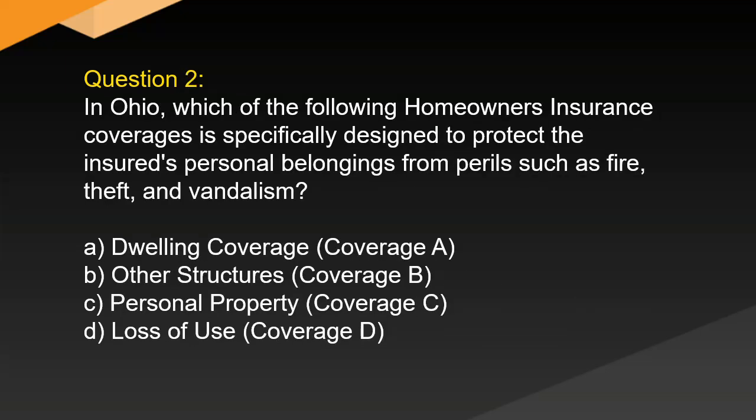Question 2. In Ohio, which of the following homeowners insurance coverages is specifically designed to protect the insured's personal belongings from perils such as fire, theft, and vandalism? A. Dwelling coverage, Coverage A. B. Other structures, Coverage B. C. Personal property, Coverage C. D. Loss of use, Coverage D.